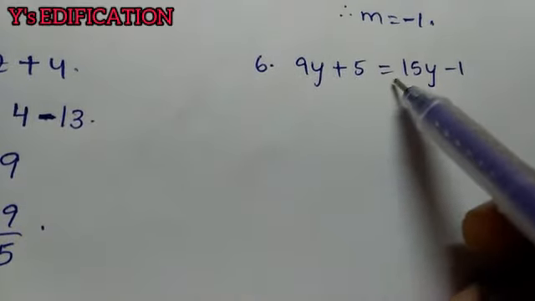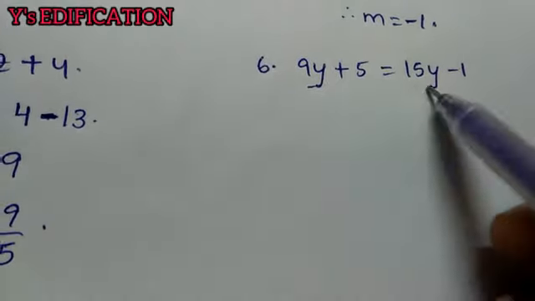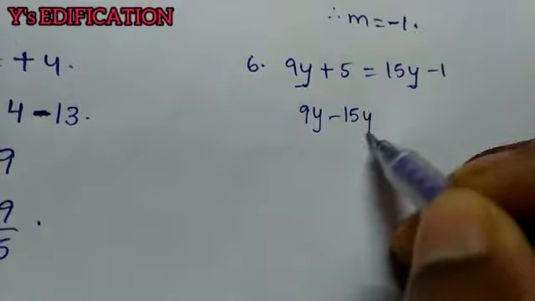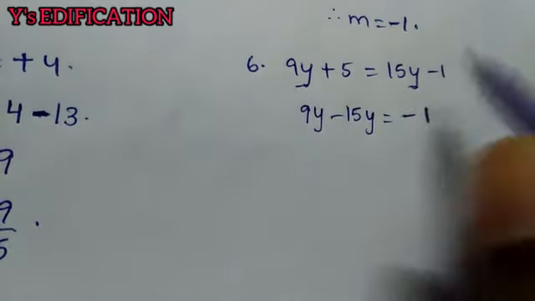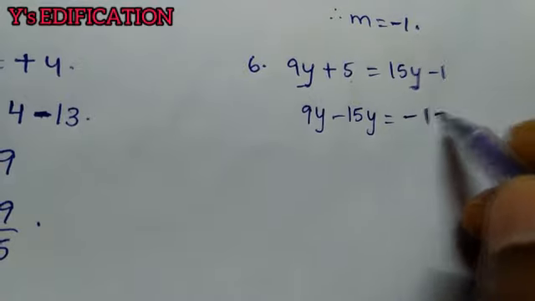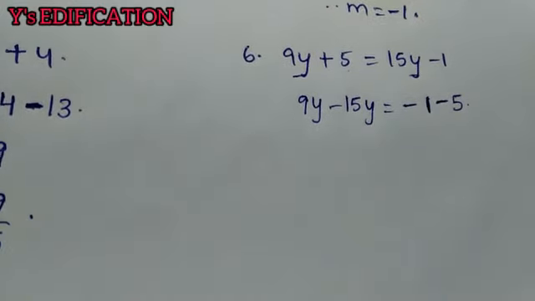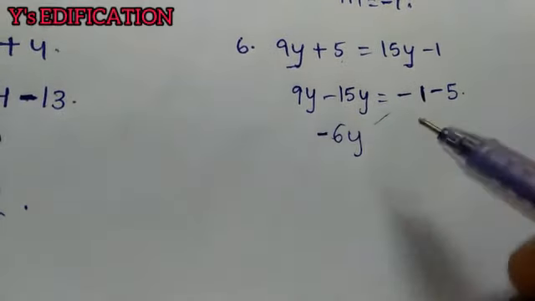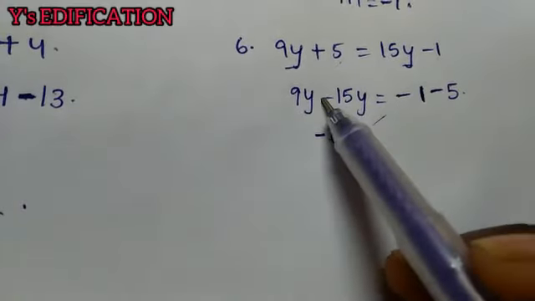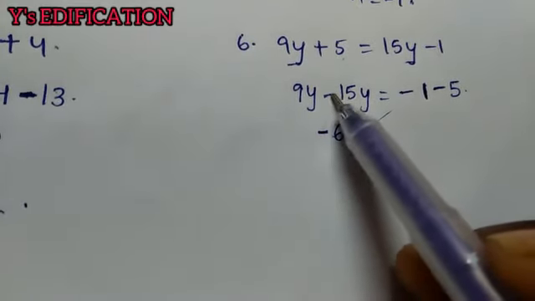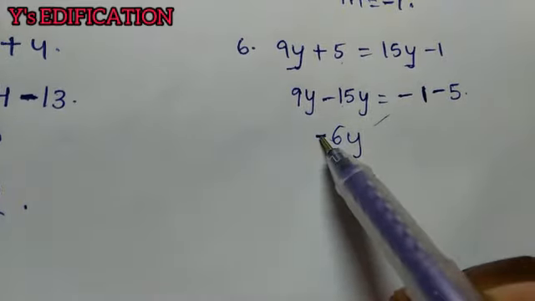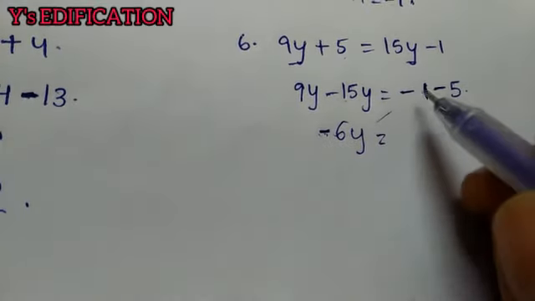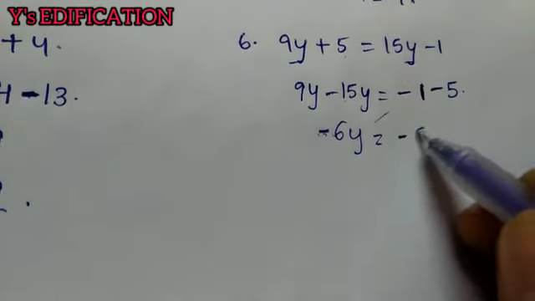9y plus 5 is equal to 15y minus 1. Okay, here y is the variable. So write this 9y minus 15y is equal to, this is minus 1 and this is plus 5, so transposing it becomes minus 5. So what is 9 minus 15? Minus 6y. Why am I writing minus here? This is 9 minus 15. Okay, here we have the negative sign for the larger number, so we have to write minus before the result. Okay, 9 minus 15 is minus 6y, is equal to minus 1 minus 5 is minus 6.